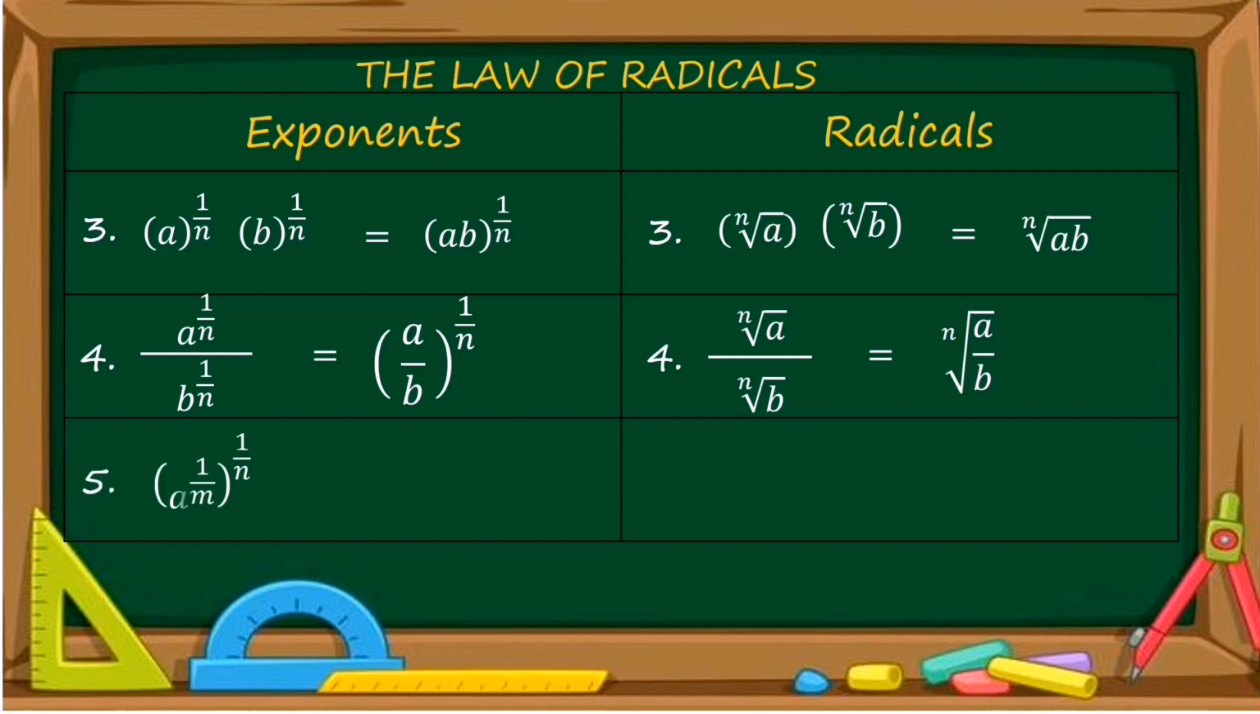Lastly, a raised to 1 over m, raised to 1 over n. To simplify this, we will multiply the fractional exponents. So that is equal to a raised to 1 over m times n. Now, let us write this into radicals. The nth root of the mth root of a is equal to a raised to 1 over m times n, which is equal to the m times nth root of a.